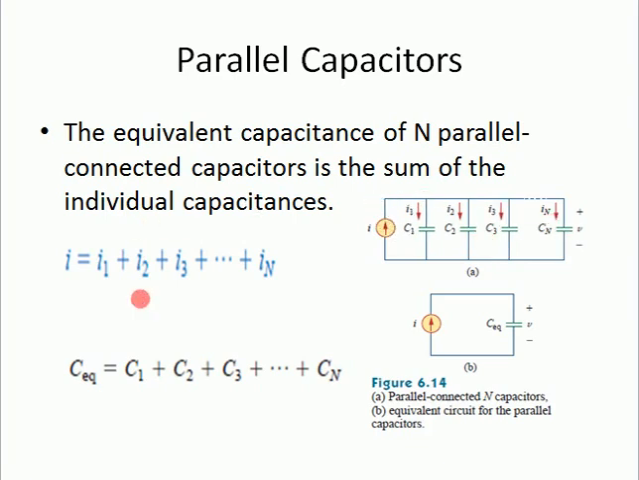So the equivalent capacitance of n parallel connected capacitors is the sum of the individual capacitances, that is, C equivalent is equal to C1 plus C2 plus C3 plus up to Cn. That is, this circuit takes the form where all these capacitors are replaced by a single equivalent capacitance and a current source.